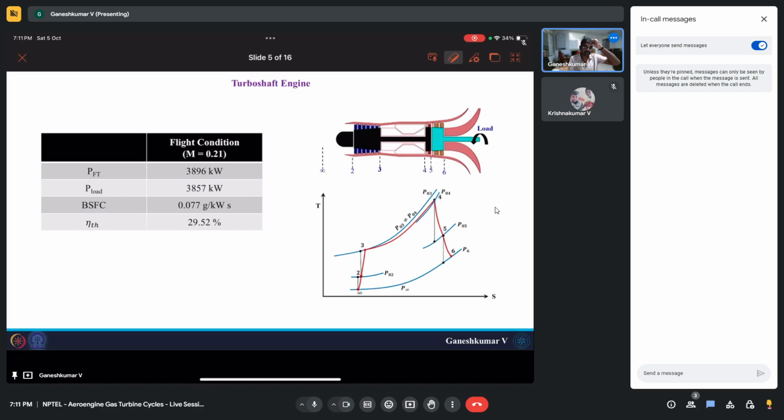You must have noticed that till now we worried about thrust specific fuel consumption, because our interest was in thrust. So our unit was in grams per Newton second, or kilograms per Newton second. Now our interest has turned to power, so our fuel consumption is also measured in terms of power, grams per kilowatt second. And then you have thermal efficiency, which was 29.52 percent. Now let's see how it performs in the ground condition.